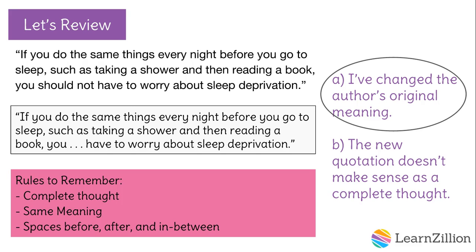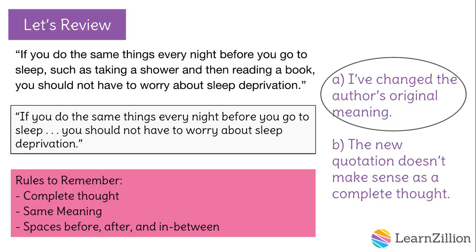You should have circled A, that I've changed the author's original meaning. The author was trying to explain ways that someone will not have to worry about sleep deprivation. But in my sentence, I wrote that these are ways that would actually make someone worry about sleep deprivation. Changing the author's meaning like this is a huge no-no when quoting. A better way to use the ellipsis would have been to place it like this. In this new version of the quotation, I've kept the information that's most relevant to my purpose, and I've made sure to maintain the author's core meaning.